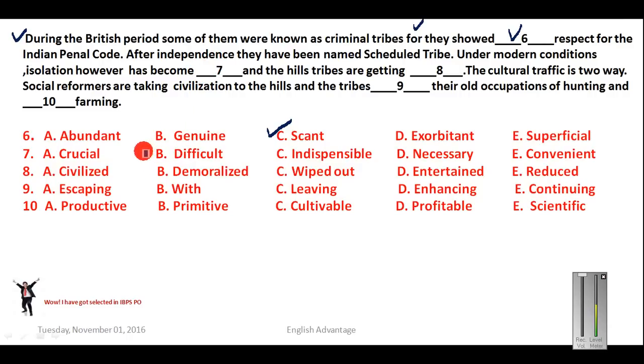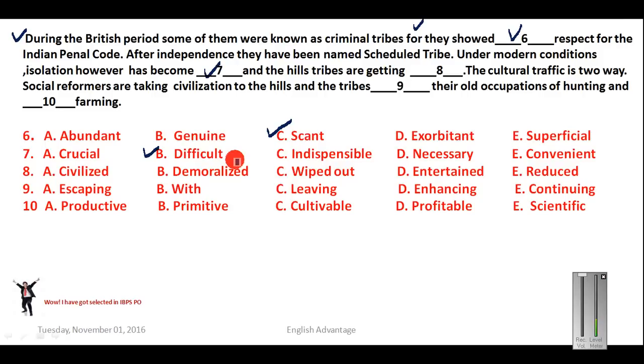Okay, now the options given here: crucial, difficult, indispensable, necessary and convenient. So obvious choice will be difficult, because nowadays the isolation has become quite difficult, because urbanization is going on, population is expanding, industrialization is going on. So that is why you cannot possibly live in an isolated area for a longer time, because the population is expanding and the government is introducing many schemes for expanding different things. Okay, because of mainly urbanization and industrialization, isolation is quite difficult nowadays. So this is what the sentence wants to say. So here the correct choice will be difficult.